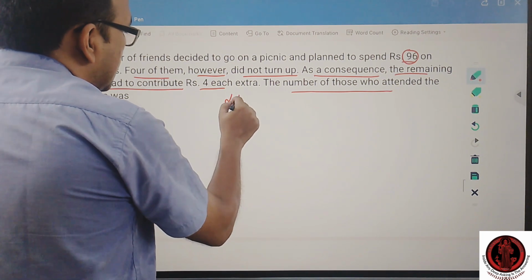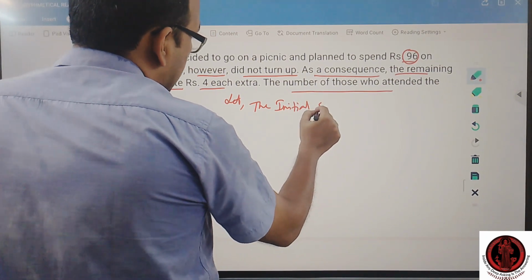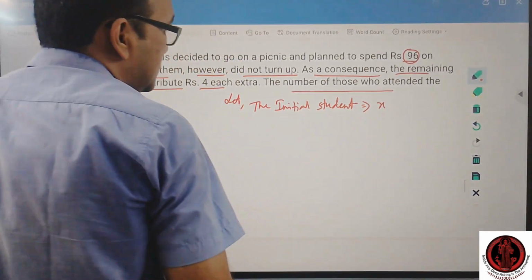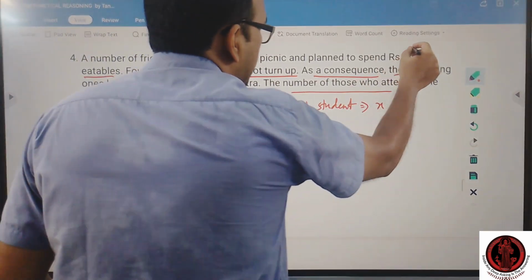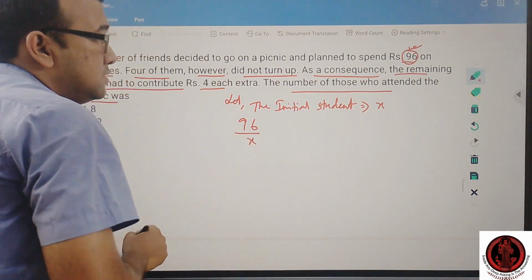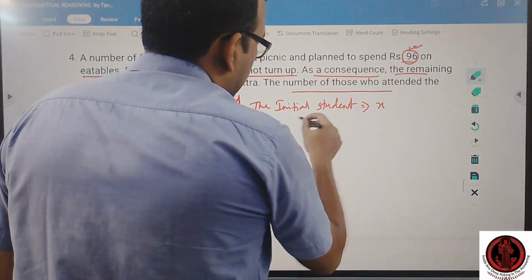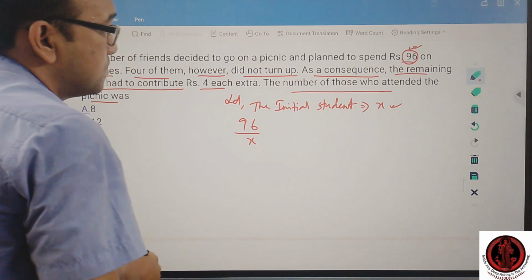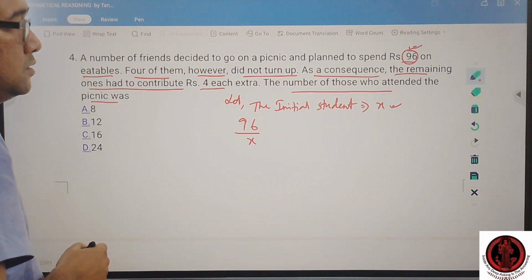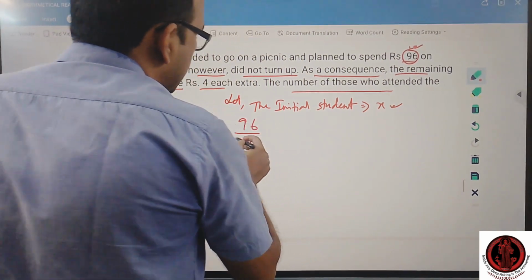Now let the initial number of students be x. Total expenditure is 96. So per head how much? 96 by x. Initial student is x. Total expenditure is 96. So the per head is how much? 96 by x.